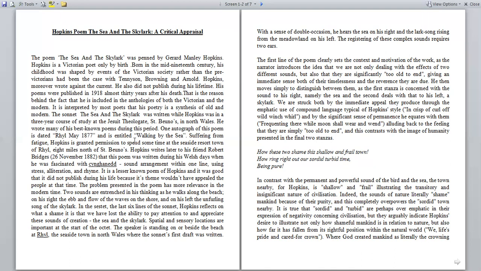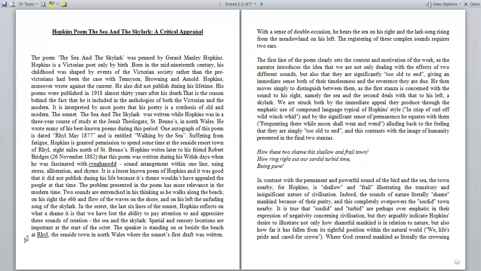Suffering from fatigue, Hopkins is granted permission to spend some time at the seaside resort town of Ryle, 8 miles north of St. Bruno's. Hopkins writes later to his friend Robert Bridges on 26 November 1882 that this poem was written during his Welsh days when he was fascinated with Sprung Rhythm. Sprung rhythm is a sound arrangement within one line using stress, alliteration, and rhyme.